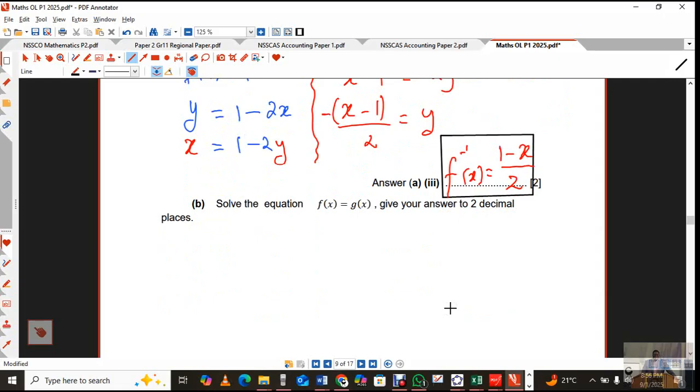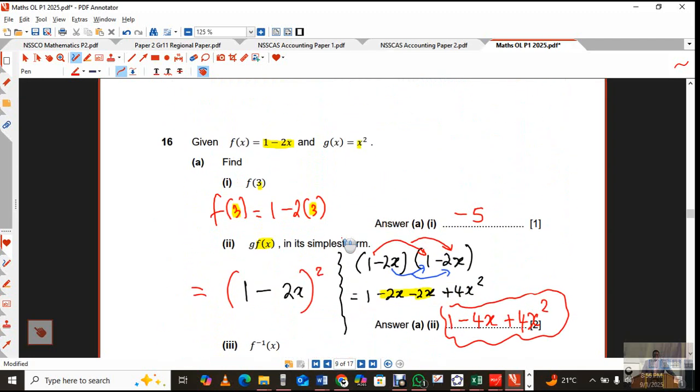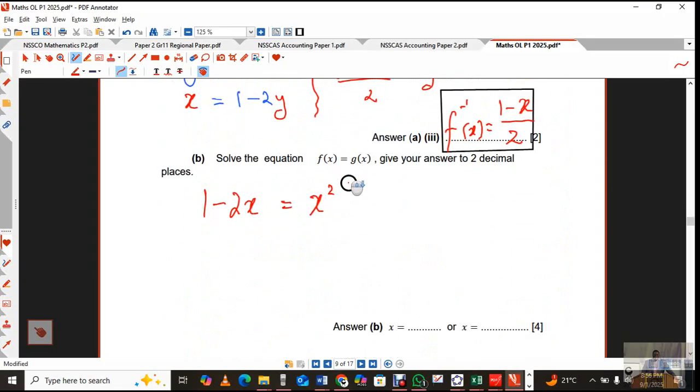Okay. Solve the equations, the two equations, right? What was equation f? Equation f is 1 minus 2x. And what is equation g? Of course, equation g is x squared. Okay, let's equate the functions. 1 minus 2x equals x squared. So you have to solve this.